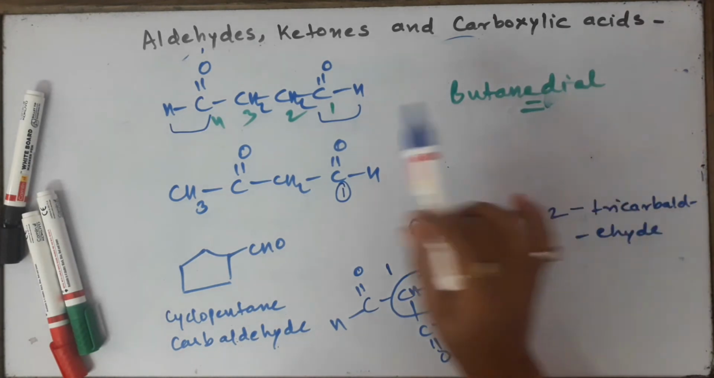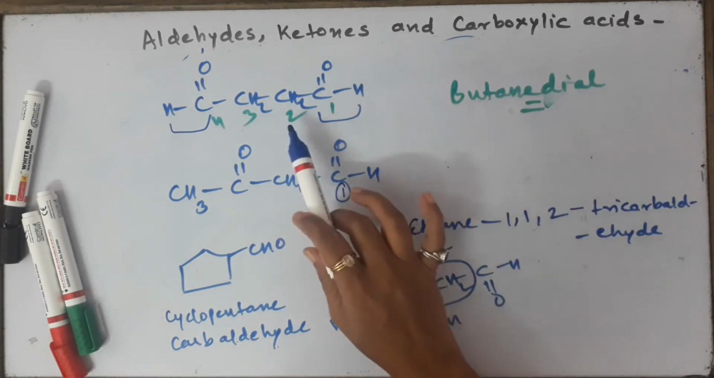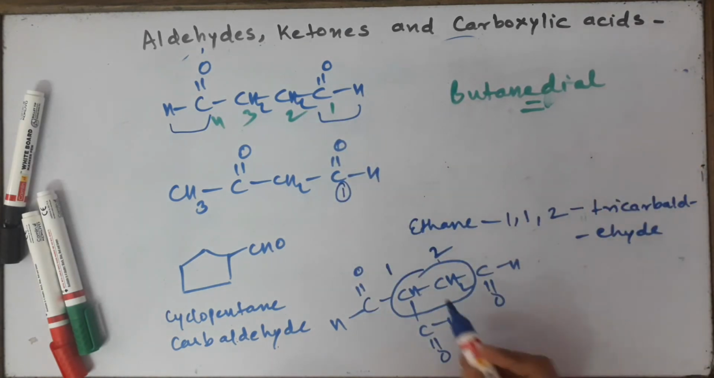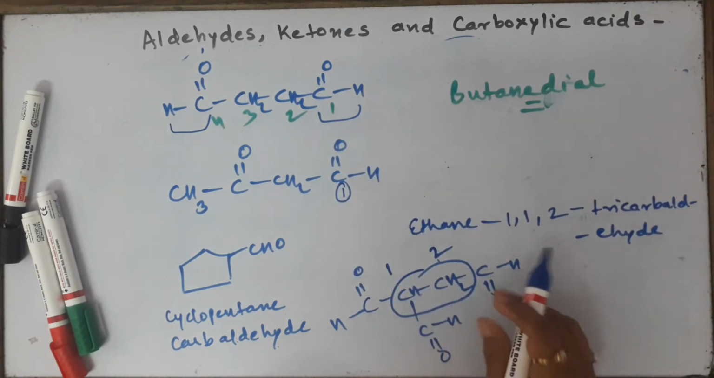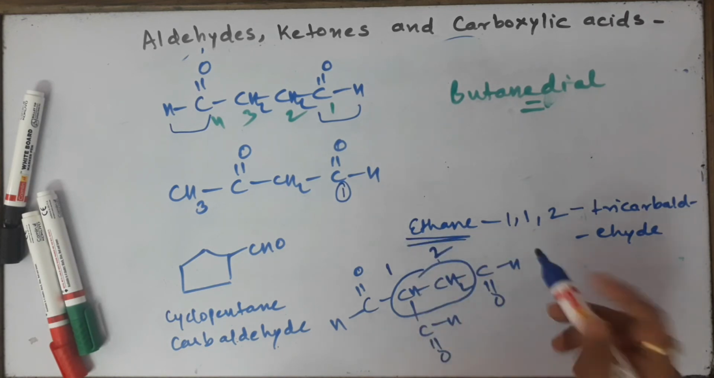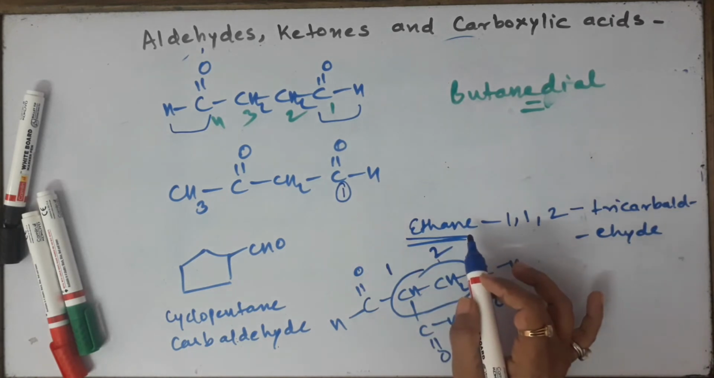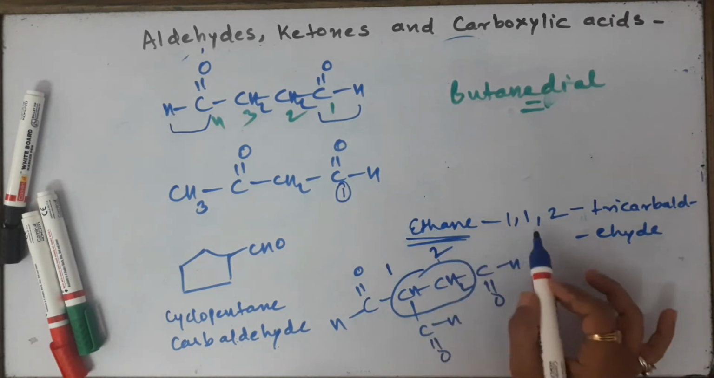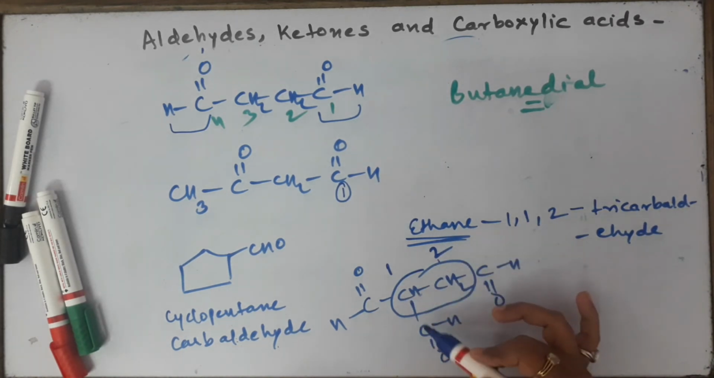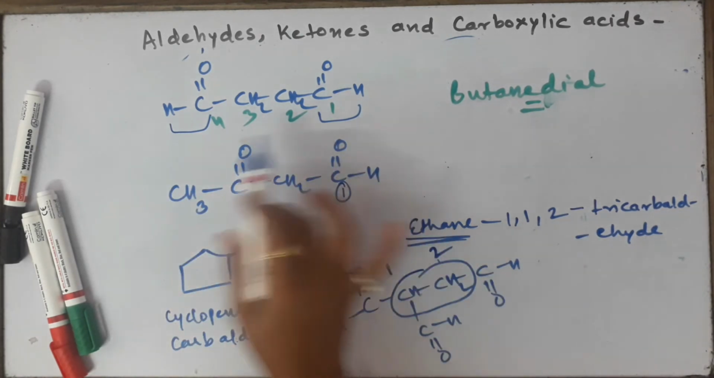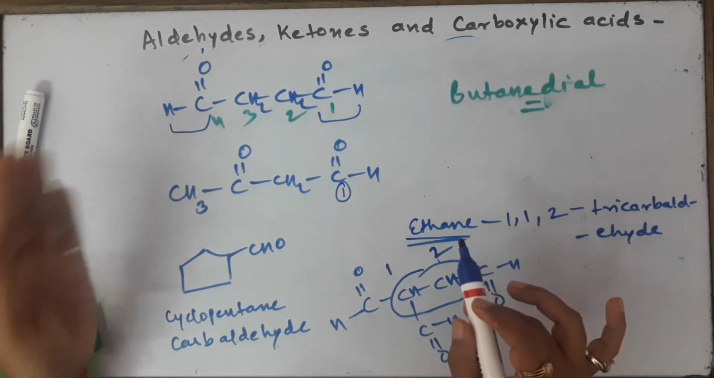So I'm sure this is clear to you. If there are two CHOs, then I'll call it dial. If there are more than two CHOs, then I'll identify the parent compound first and then start naming it as a derivative of that alkane or alkene or alkyne. Mostly in the exam you will be getting questions on alkanes, I've seen. So like that I'm naming this ethane-1,1,2-tricarbaldehyde. Coming back to this, look at this fantastic example over here, and such questions would be there in the exam.